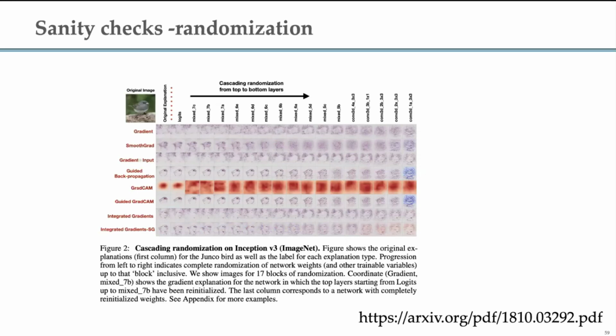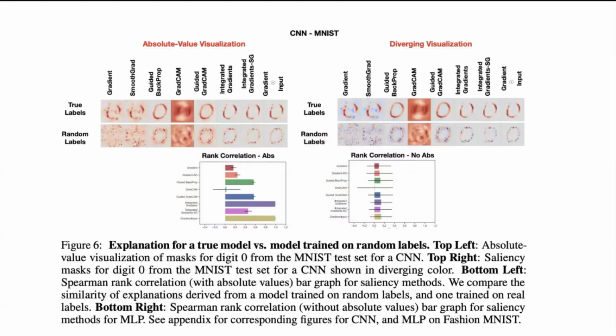The other thing they did is take the true labels, but also train a network with random labels, and again showed that the saliency maps seem to be unchanged, which is both surprising and alarming, and not what we were hoping for. The idea is that these saliency maps are explaining what the network is doing. But if you get the same saliency map whether you have a trained network or a random network, then it's obviously not doing what we hope it's doing.